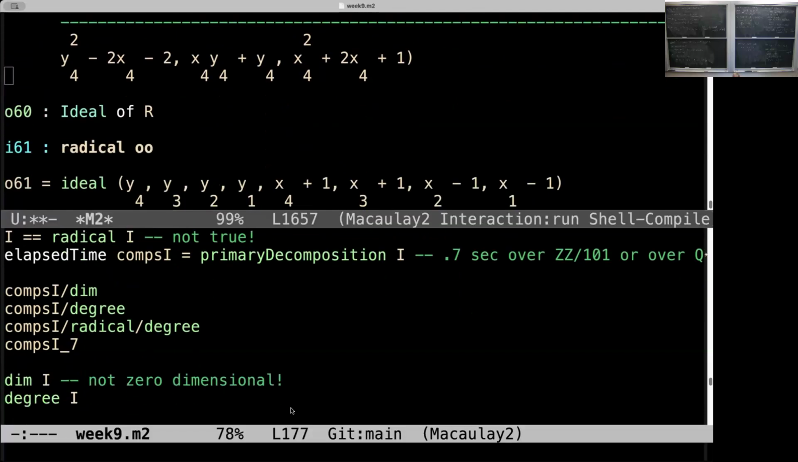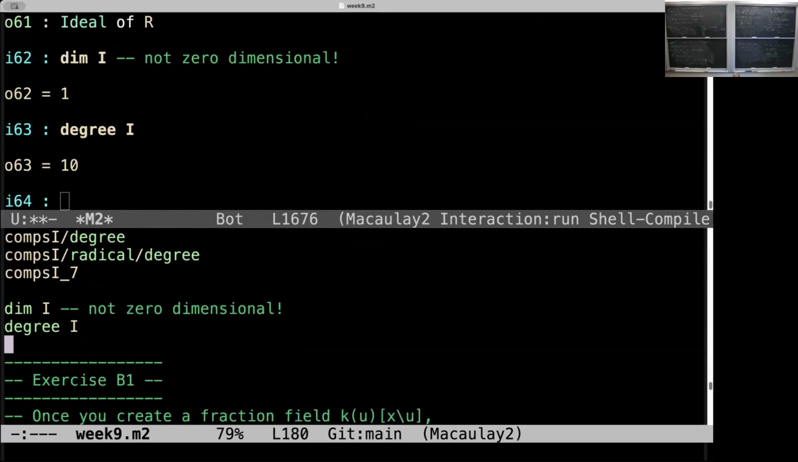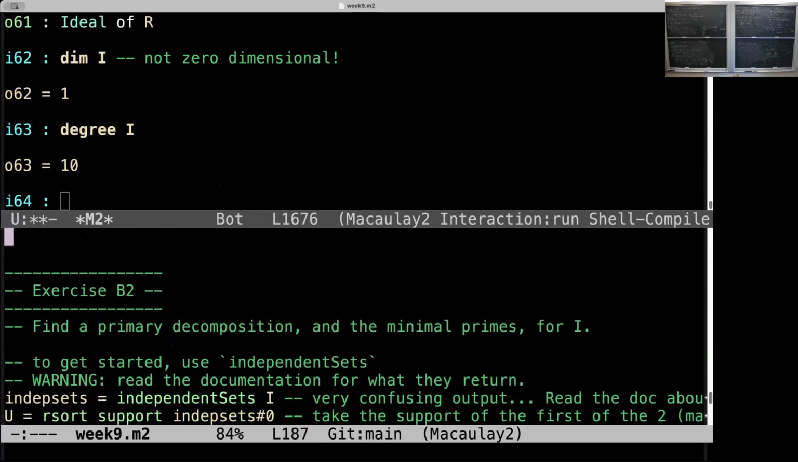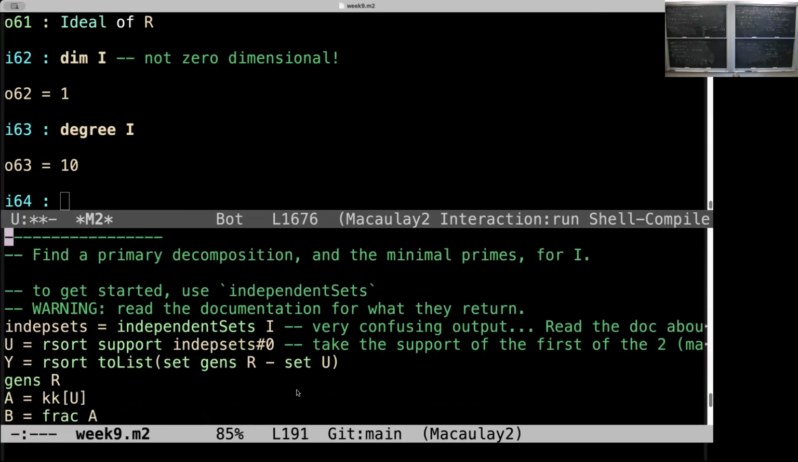Okay, now what we can do, so the dimension was 1, degree is 10. And now it says here, exercise is to, oops, shoot, where did I put it? I put it in the wrong place. So this is the independent set stuff, okay?